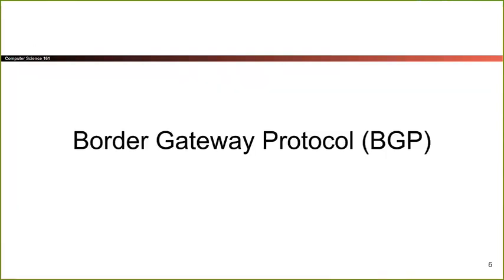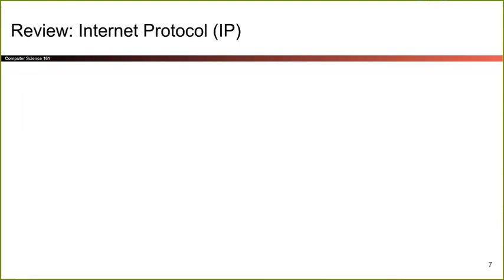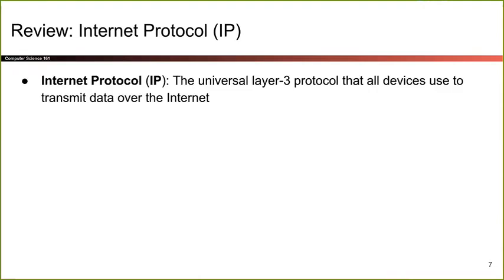Okay. So back to topics. Today, the first one is Border Gateway Protocol. So there's another acronym for you. Before we talk about this, let's just review what layer 3 is. So layer 3 is Internet Protocol, or IP. And this is what we use to transmit data over the internet.